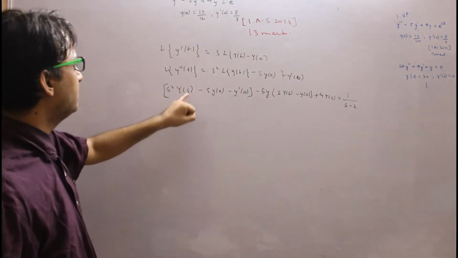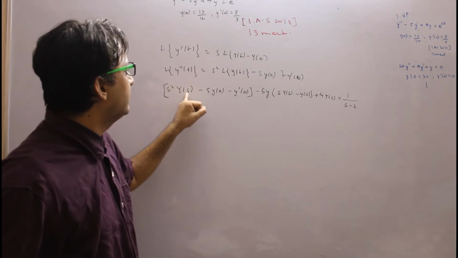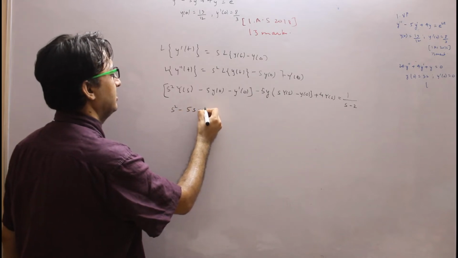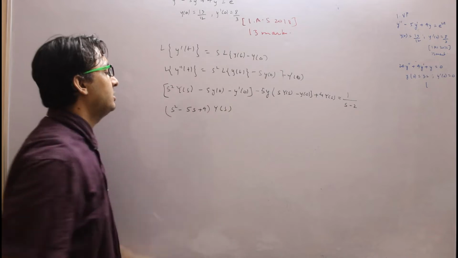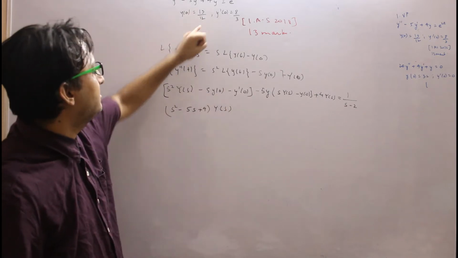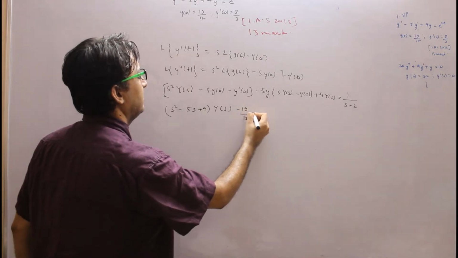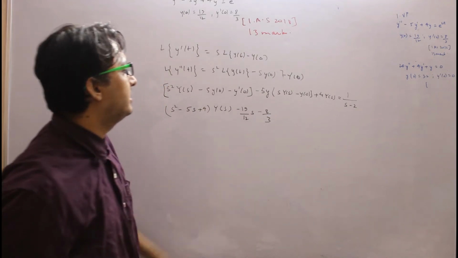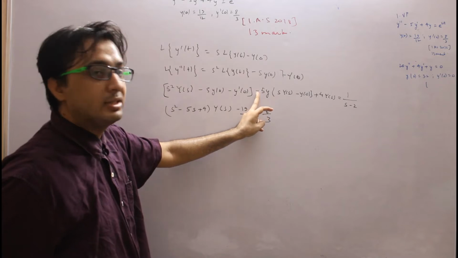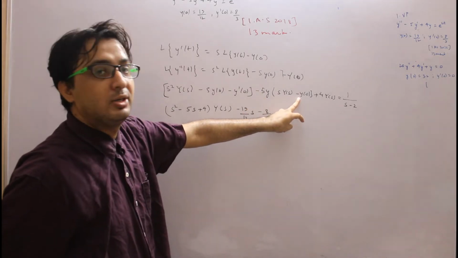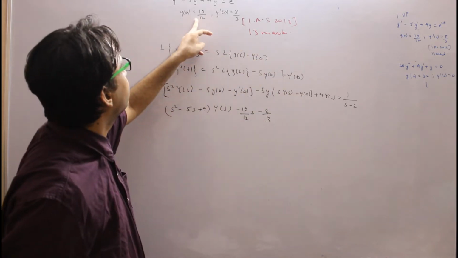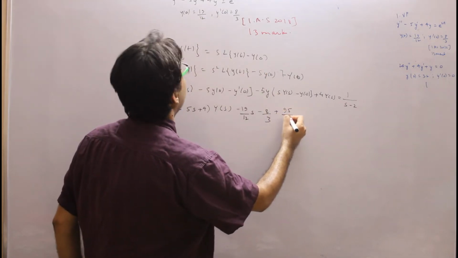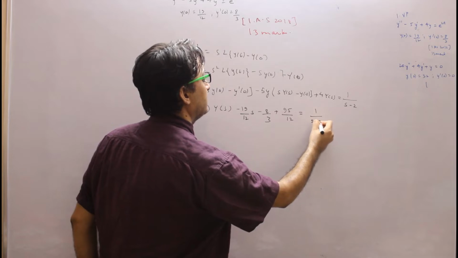So now our job is to collect the coefficients of capital Y(s) here, here and here. So it will be s square minus 5s plus 4, Y(s). What is the value of y(0)? Value of y(0) is 19 by 12. So we can write 19 by 12 here. What is the value of y'(0)? 8 by 3, so we can write it as minus 8 by 3. Now minus 5 into this minus y(0), so it becomes 5 times this value, minus minus becomes plus. So it becomes 19 into 5 is 95 divided by 12, is equal to 1 by s minus 2.